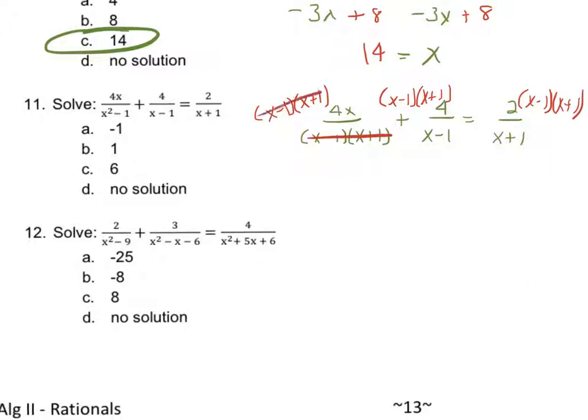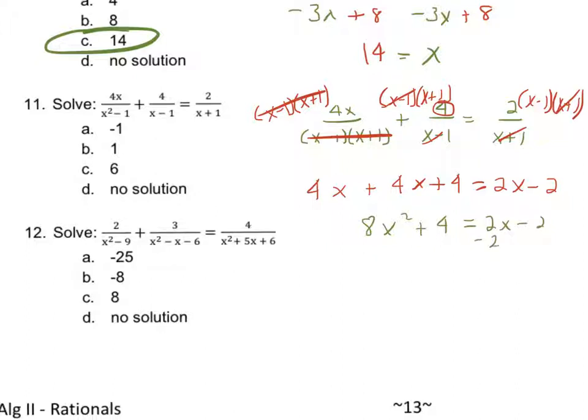Okay, here they completely cancel, leaving me with 4x. Here the x minus 1 cancels, leaving me with 4x plus 4. I had to distribute that 4 to the x plus 1, and finally the x plus 1's cancel, leaving me 2x minus 2. It's a linear equation. I don't have any x squareds in it, so I've combined my two 4x's. I'm going to subtract the 2x over to the other side. That's not 8x squared, that's just 8x. I'm going to subtract 4 to the other side, and x is negative 1.